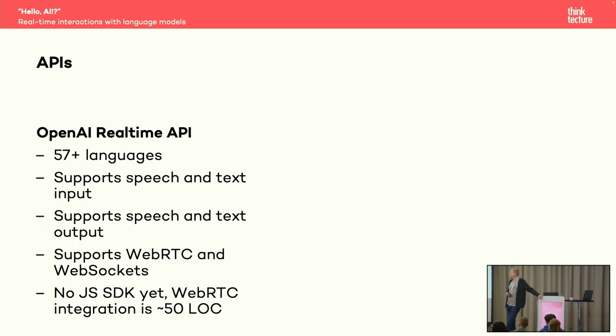The OpenAI Real-Time API supports WebRTC and WebSockets, so two ways of connecting to the real-time model. It does not have a JavaScript SDK yet, so you have to write the code yourself. I will show you the code later on, but it's not hard. It's like 50 lines of JavaScript, so it's pretty easy to do.